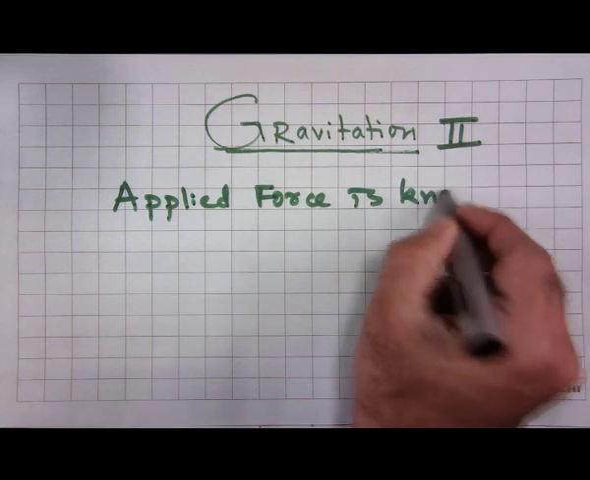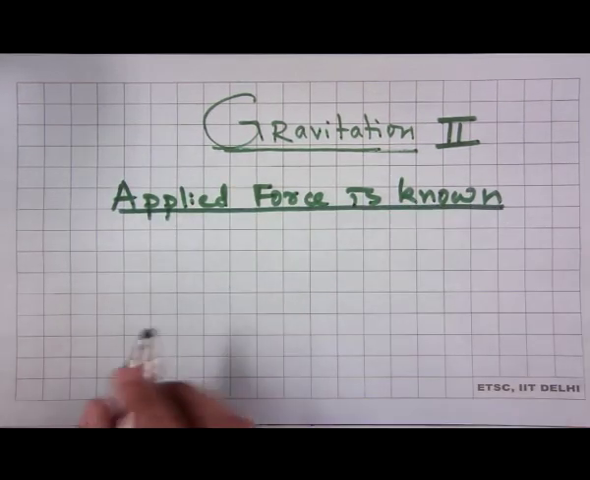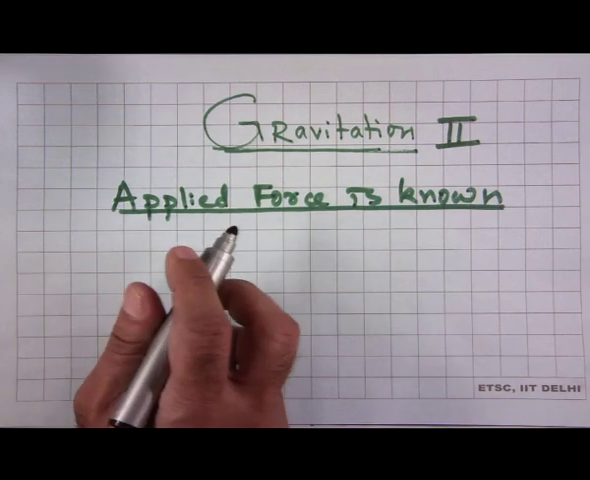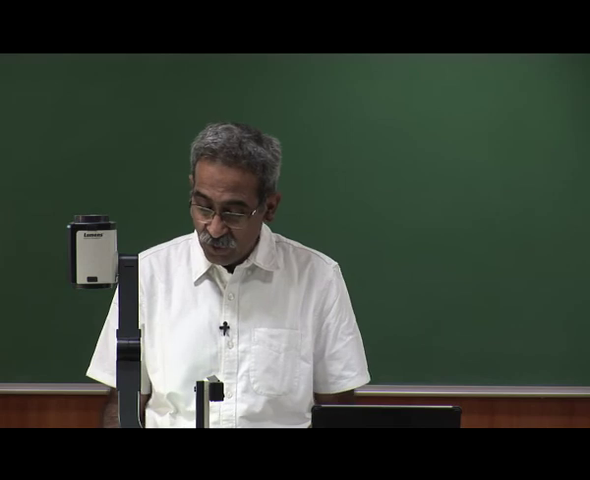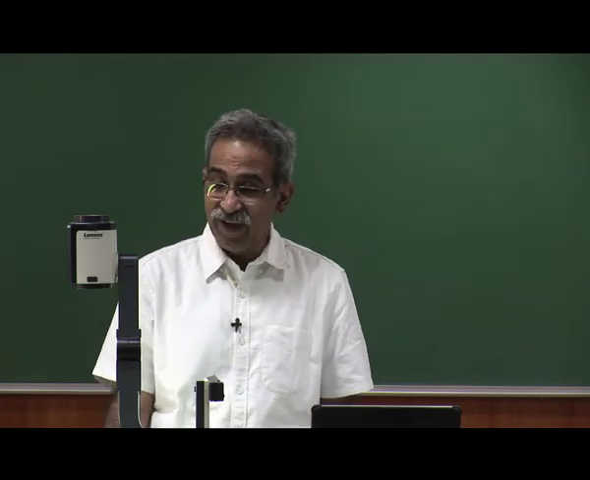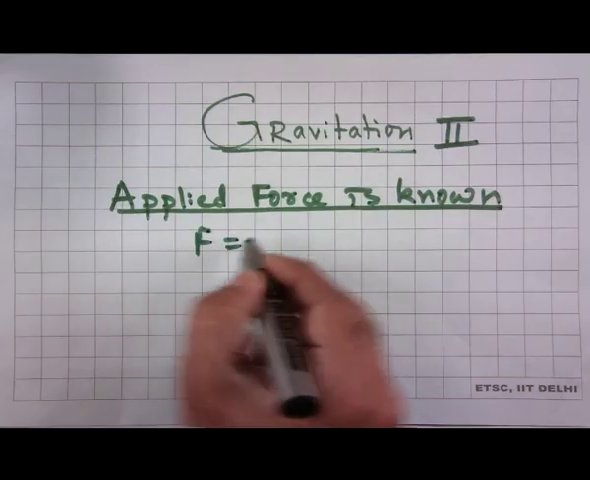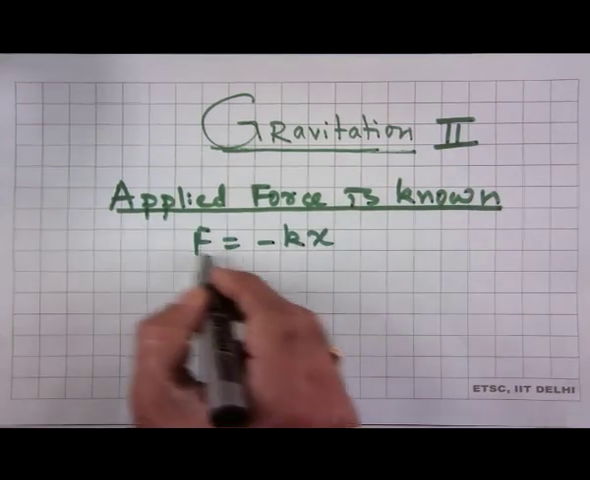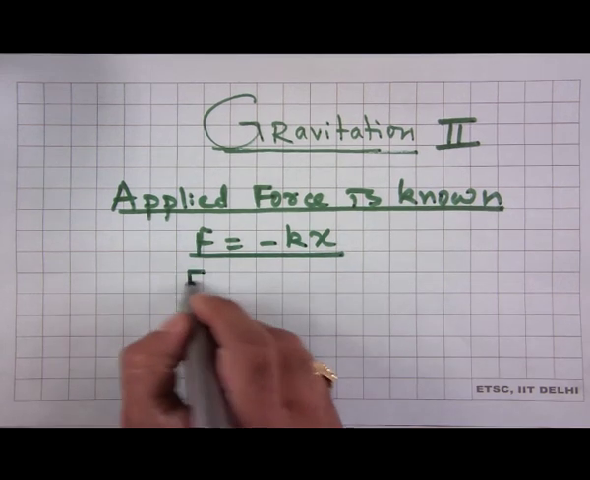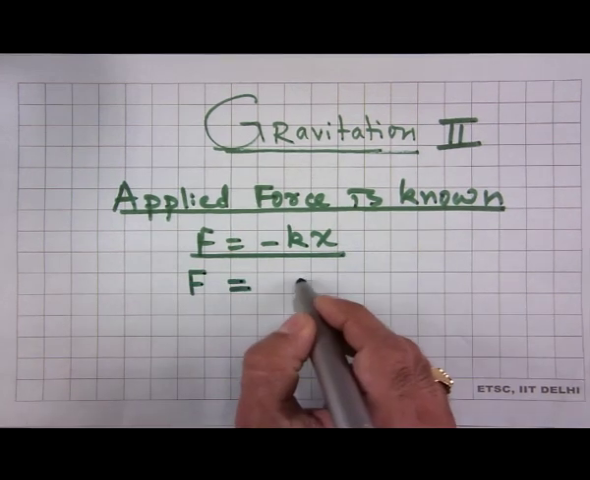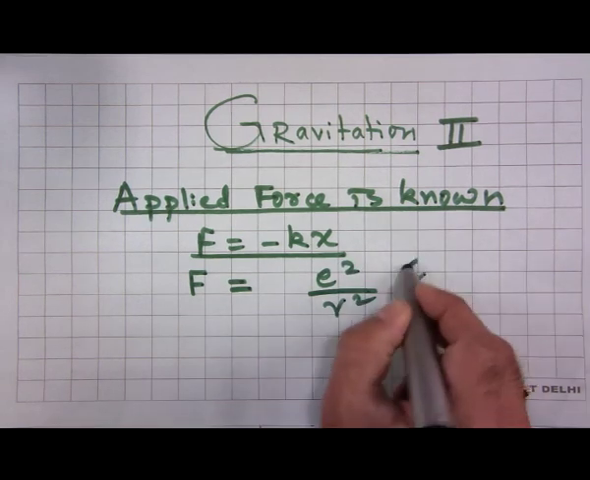We do not try to determine what the applied force is by looking at the acceleration. It is assumed that the applied force is known. As I told you, for example, in the case of simple harmonic motion, we write F is equal to minus kx. That is what we write. In the case of electrostatic interaction, we write F is equal to e squared over r squared r hat. That is what we write.